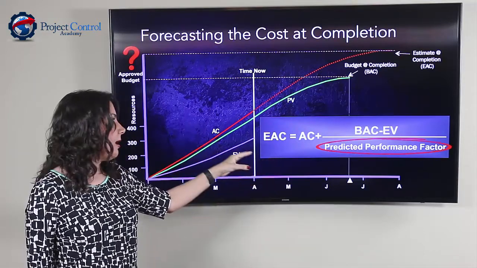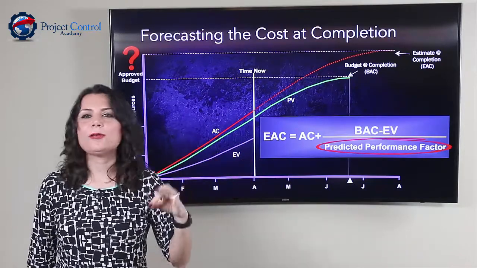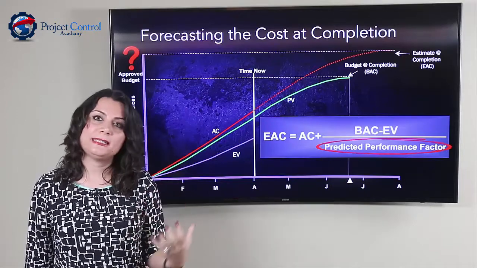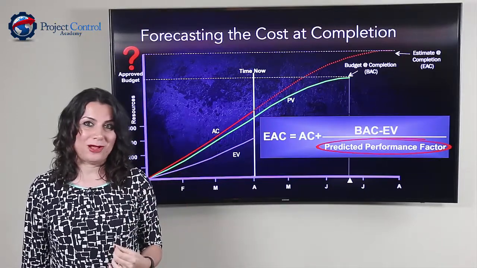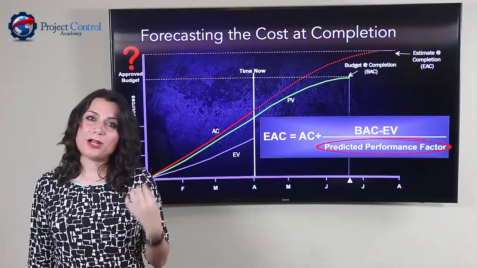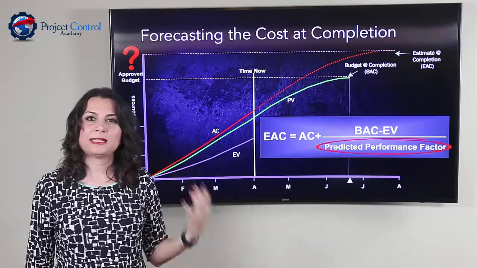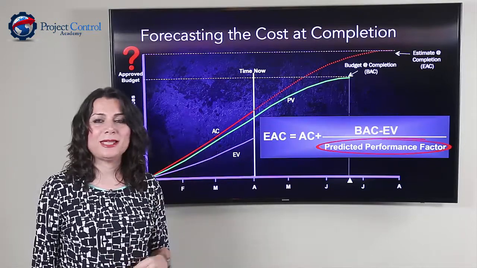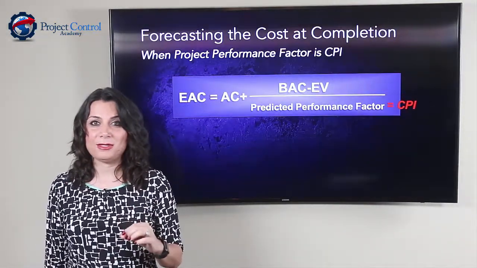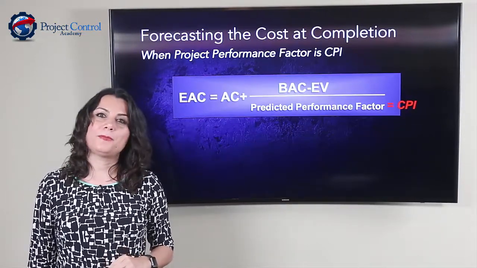So the question is, I have all the other components here for this calculation, but how can I forecast my performance to come up with the right or accurate EAC, or estimate at completion, for my project? And that's what I'm going to cover today for you. So the projected performance factor can be different things, like cost performance index, schedule performance index, or a combination of those. But let's start by examining the cost performance index as your projected performance factor for calculating your forecast.